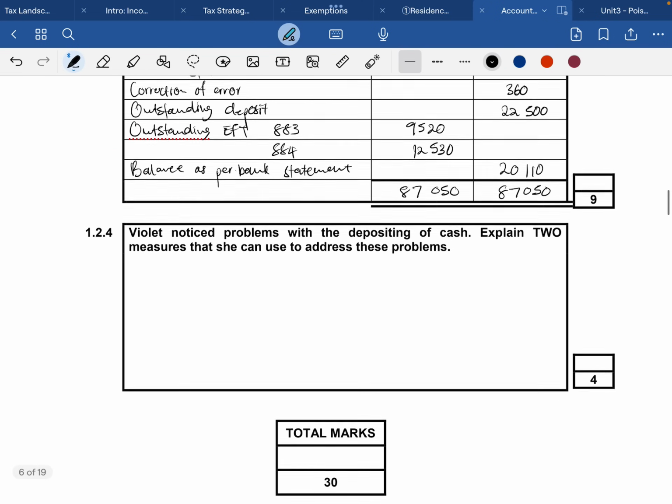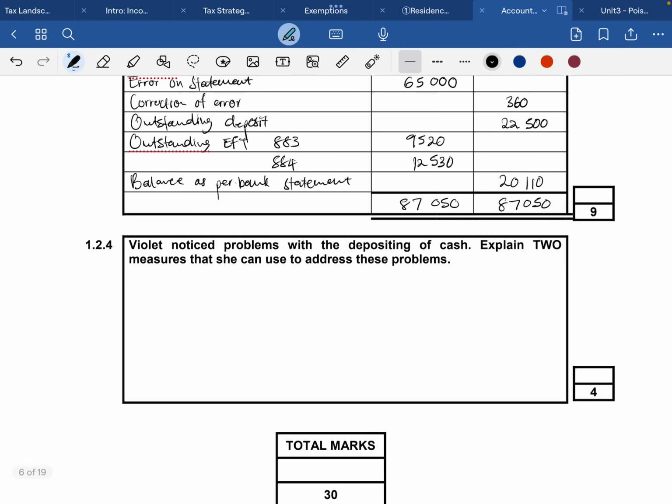Then 1.2.4 says Violet noticed problems with the depositing of cash. Explain two measures that you can use to address these problems. So when you're depositing cash, the first thing that I usually think about is segregation of duties, or dividing your duties among employees, because if someone is recording an amount, then it shouldn't be that person to deposit the amount. So the first one I'd say segregation of duties among employees.